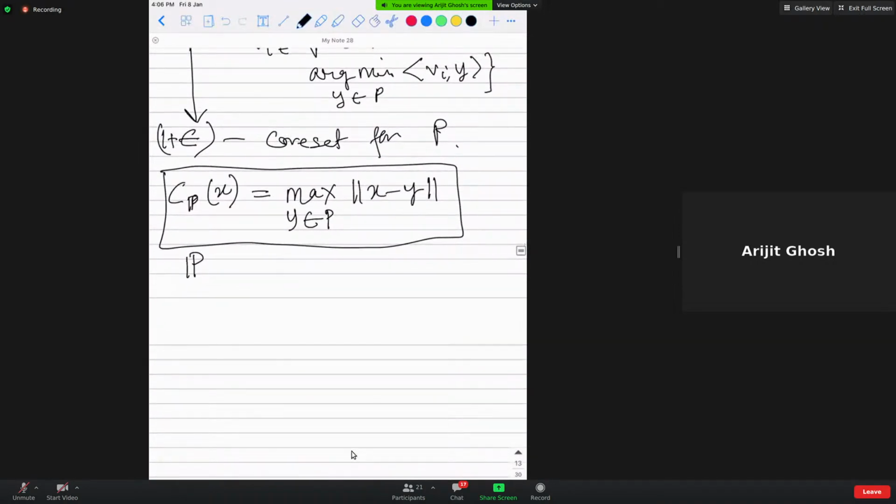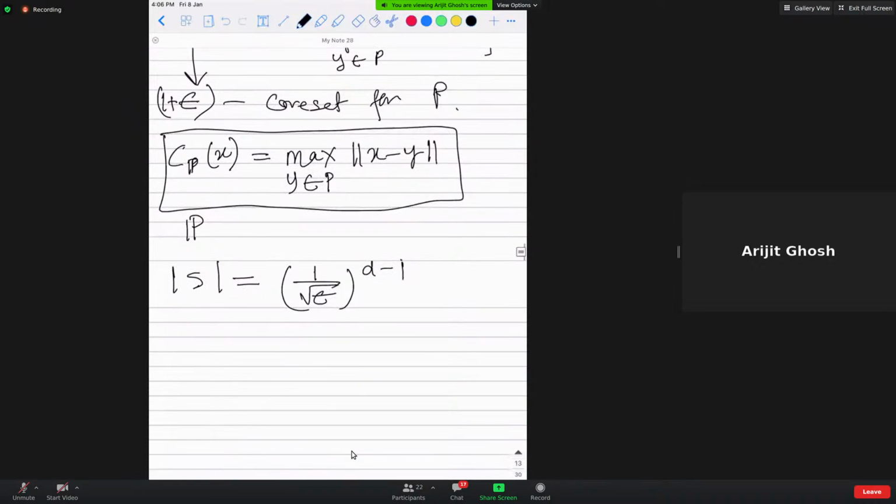Okay, so in terms of the size of set S, we are in good shape. It is (1 over square root epsilon) to the power d minus 1. The only thing we have to show is that the core set property is satisfied. Again, you remember the definition: for any extension of P, the approximation guarantee should be satisfied.